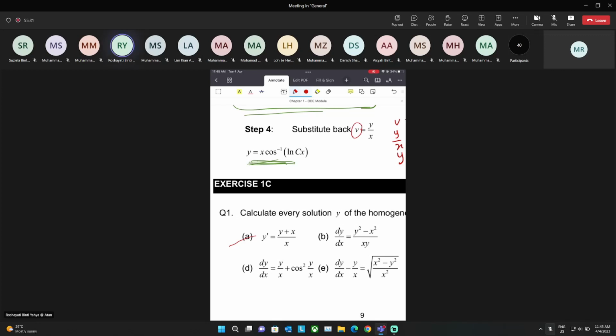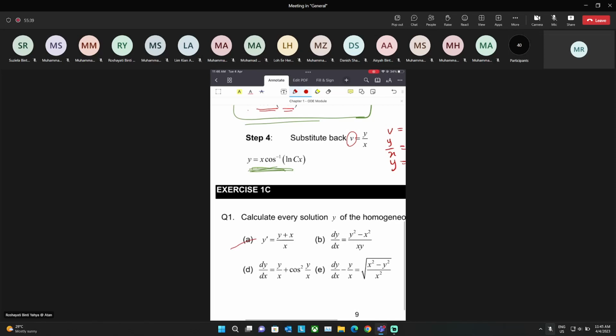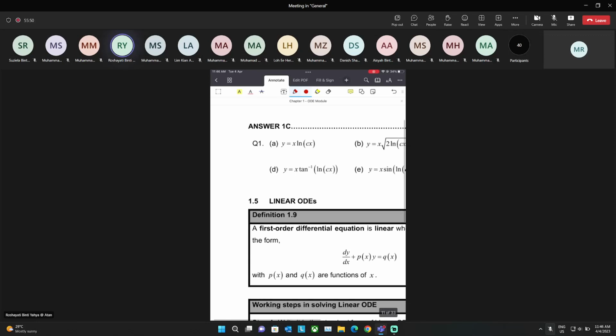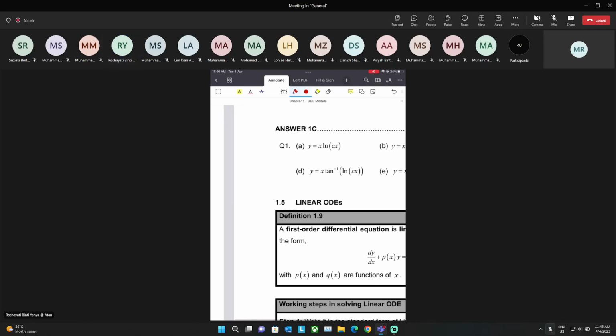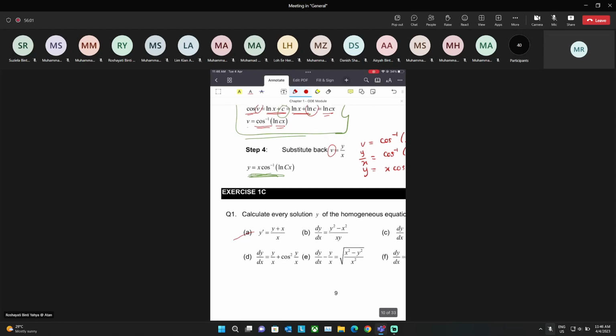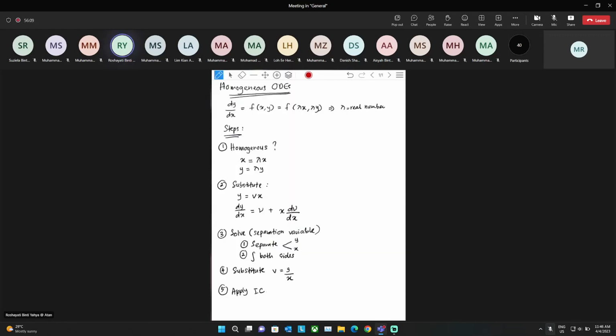Ten minutes. So the answer actually given in the module. So the answer is y equal to x ln cx. Right? So the step, homogeneous, okay? 10 minutes.